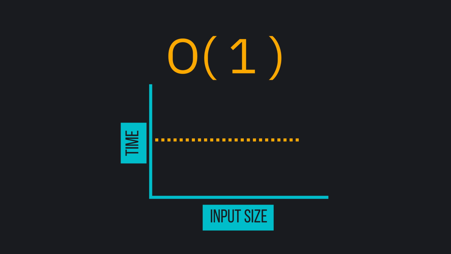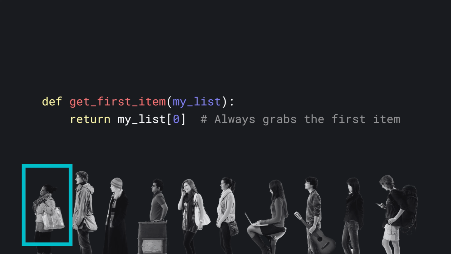Let's start with the most basic example. Big O of 1, pronounced O of 1 or constant time. This means no matter how much data you throw at your code, it always takes the same amount of time. Whether your list has 5 items or 5 million items, getting the first one takes exactly the same time. You just go straight to position 0. That's big O of 1 or constant time.